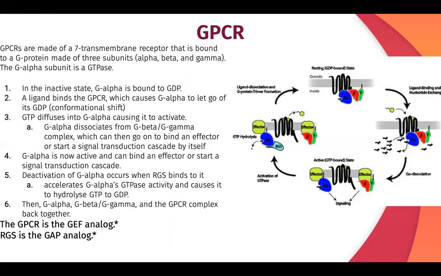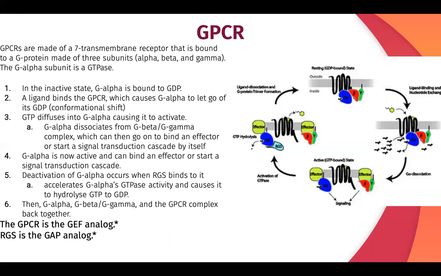A ligand will bind the receptor, the GPCR, which I'm probably just going to call the receptor from now on because it's a mouthful. And this causes G alpha a conformational shift. And it causes G alpha to let go of GDP, which we've seen multiple times, right? Is something letting go of GDP. And then GTP can diffuse in because, like we've said, GTP is in much, much higher concentrations in the cell. So it diffuses into the G alpha, and that activates G alpha. This results in G alpha dissociating from the G beta and G gamma complex.